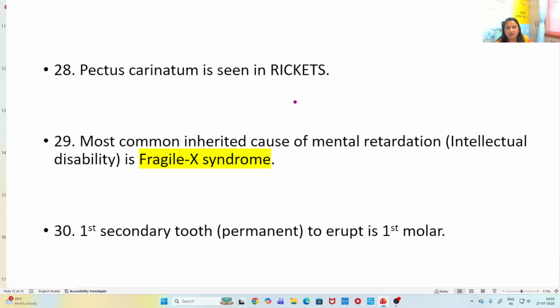Pectus carinatum, or pigeon chest, is seen in rickets. The most common inherited cause of mental retardation or intellectual disability is Fragile X syndrome.